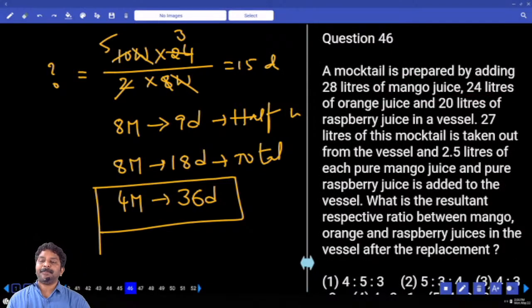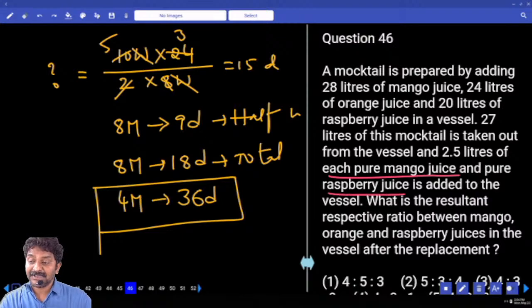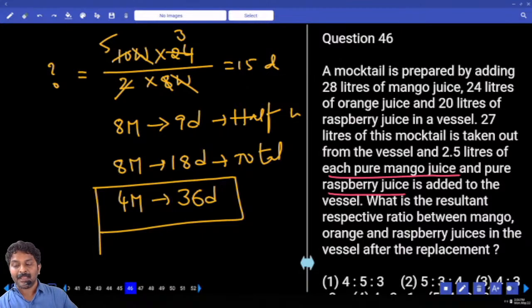A mocktail is prepared by adding 28 liters of mango juice, 24 liters of orange juice, 20 liters of raspberry juice in a vessel. 27 liters of this mocktail is taken out from the vessel and 2.5 liters each of pure mango juice and pure raspberry juice is added to the vessel. Then what is the resultant ratio between mango, orange, raspberry juice in the vessel after the replacement?